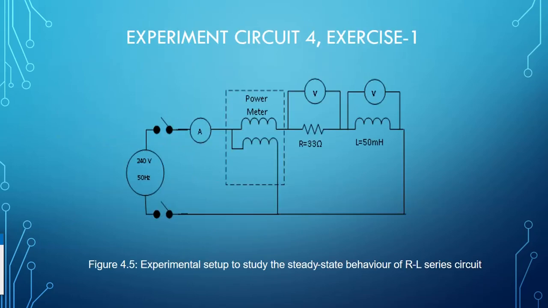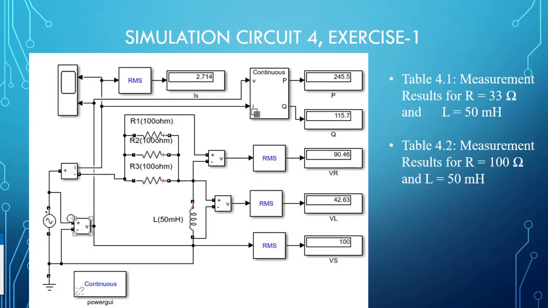In exercise 1, the circuit consists of a variable AC supply and RL series loads. You need to put in measurement tools like an ammeter, voltmeter, and also a power meter. See figure 4.5 from the lab sheet. Then you need to develop the simulation circuit of this experiment.